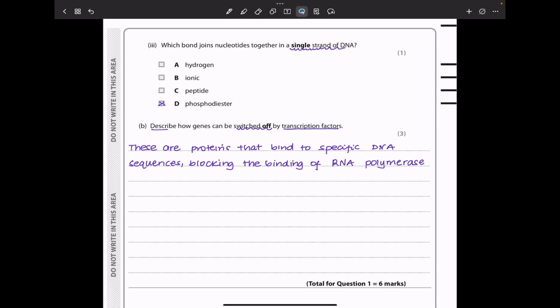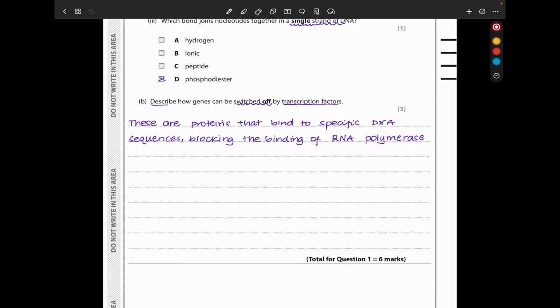So next they say which bond joins nucleotides together in a single strand of DNA. Because they said single strand of DNA, this should be a phosphodiester bond. And then describe how genes can be switched off by transcription factors. These are proteins that bind to specific sequences of DNA, blocking the binding of RNA polymerase.